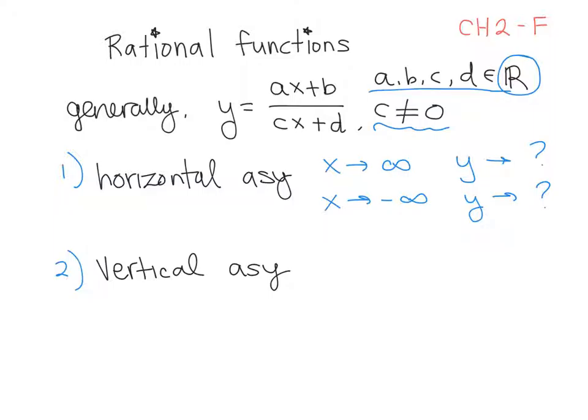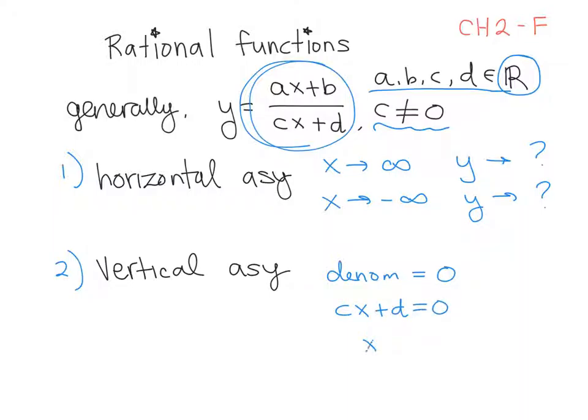A vertical asymptote is basically where the function is undefined. In order for a fraction to be undefined, the denominator must be equal to 0. So set the denominator equal to 0 and solve for x. In this case, cx + d = 0, therefore x = -d/c. That's where the vertical asymptote is. Again, rational functions are generally of the form (ax + b) over (cx + d), and they have both horizontal and vertical asymptotes.